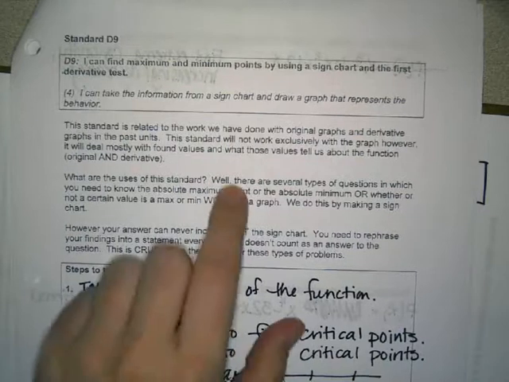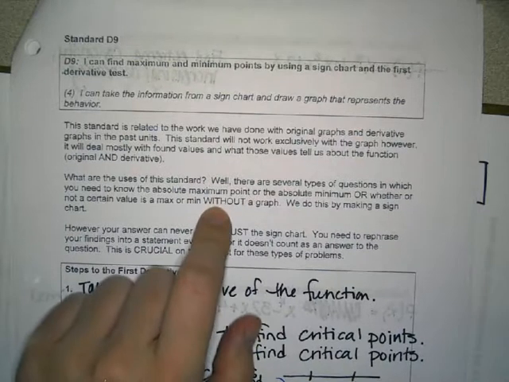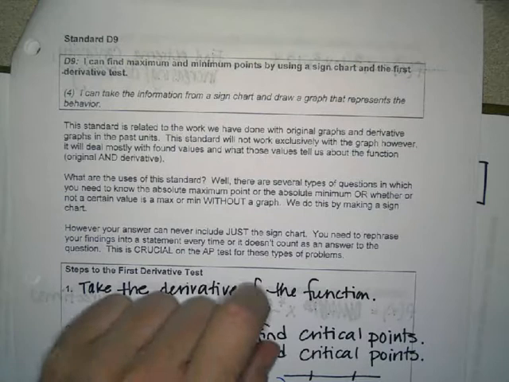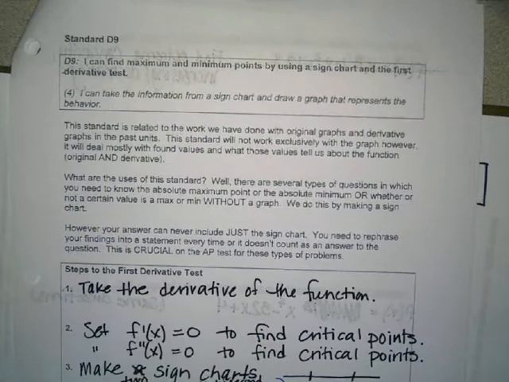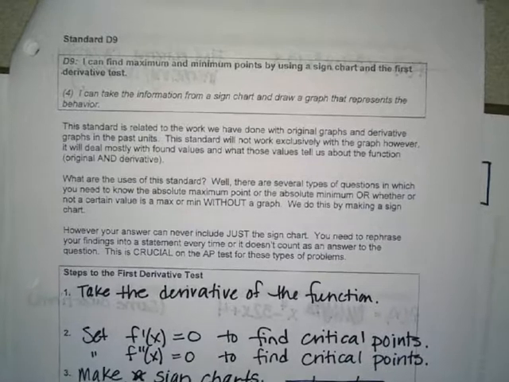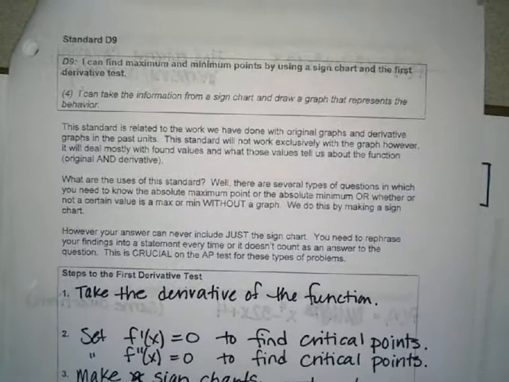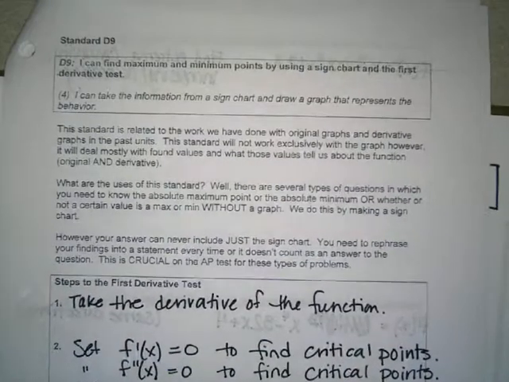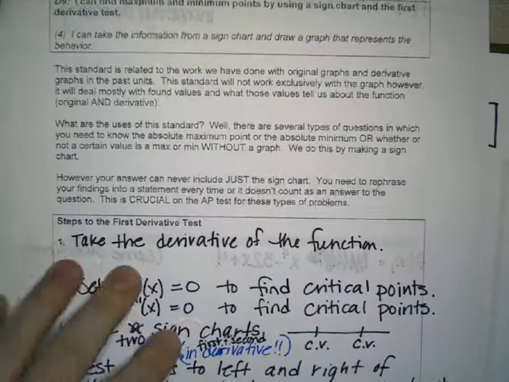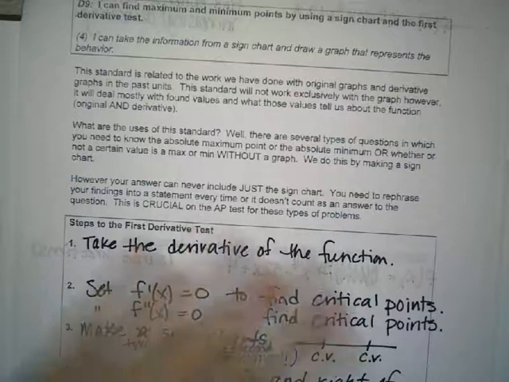There are several types of questions in which you need to know the absolute maximum point or the absolute minimum, or whether or not a certain value is a max or min without a graph. Often they'll give you a function like this that is pretty much impossible to graph, and it'll be on a non-calculator portion, and this is how they expect you to find the information about whether it's a max or min.